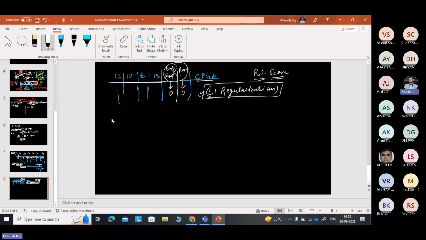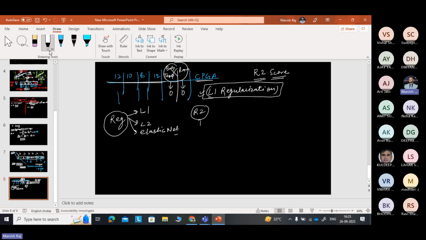Every time you are using regression, you have to go for L1, L2 or elastic net, because there is no harm in using these things. Whenever you are applying your code on a regression problem, you can go for ridge, lasso, and elastic net, and you can compare your R2 score. Wherever the R2 score is good, you can apply that.